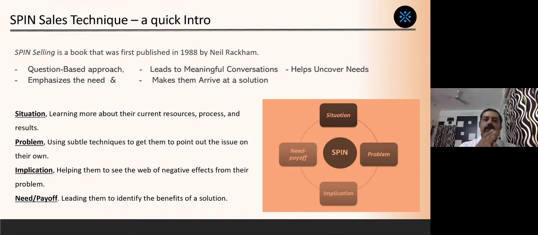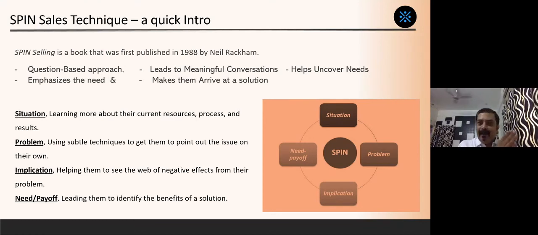This is where you've made him realize the pain, emphasized it, made him understand what he is losing. And now in the need payoff, you're directing them towards the solution, which is your product or service. If you look at it carefully, we have already gone through this. All the methodologies that I've earlier explained and all the examples that I've given talk about this.